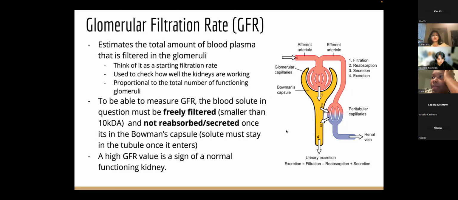Okay, so now we'll be talking about the glomerular filtration rate. The GFR estimates the total amount of blood plasma that's filtered in the glomeruli. You should think of it as a starting filtration rate. It focuses on the fluid that filters from the capillaries into the Bowman's capsule, so it's the beginning of the journey for urine. It's used to check how well your kidneys are functioning.